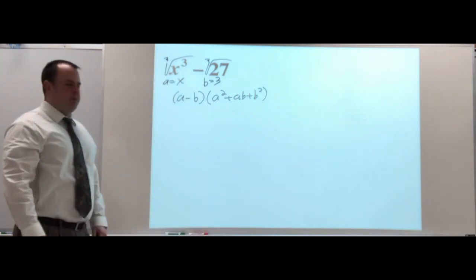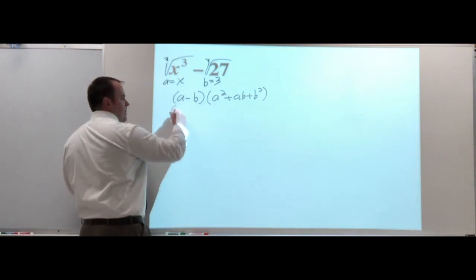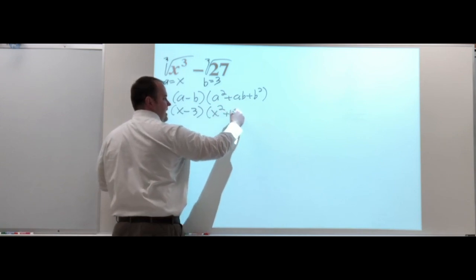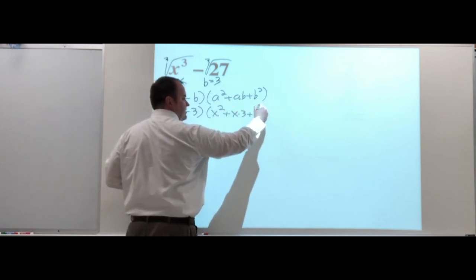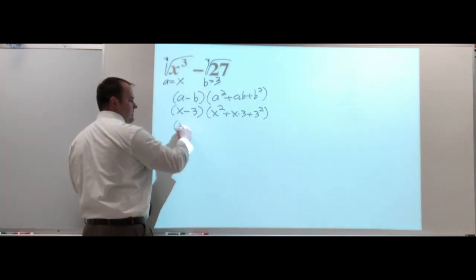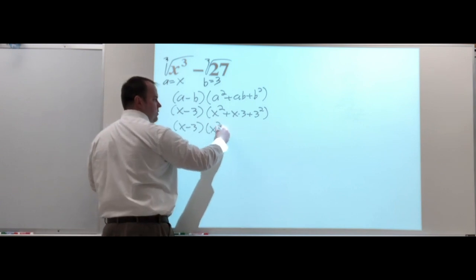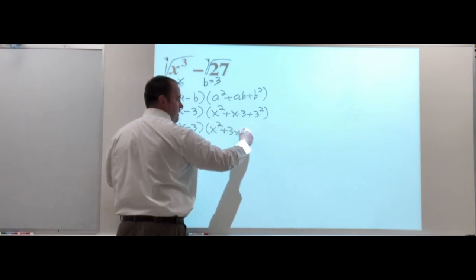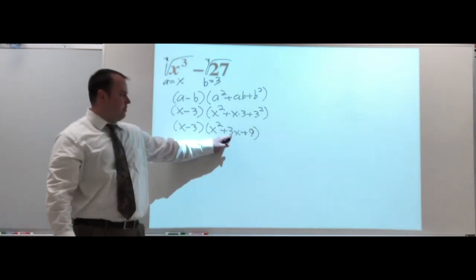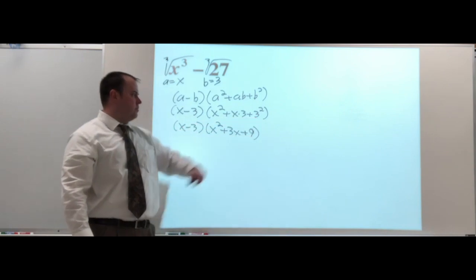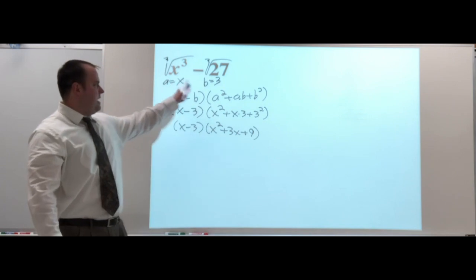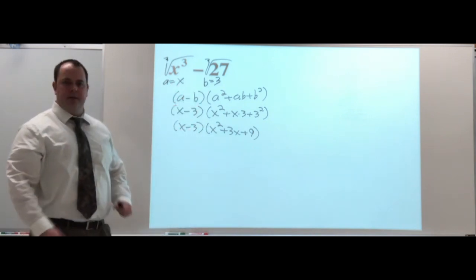So take your time as you're going through this work, plugging in. x minus 3, x squared plus x times 3 plus 3 squared. And now simplify and clean things up a little bit. x minus 3, x squared plus 3x plus 9. Okay, just writing this piece a little nicer, 3x instead of x times 3, and doing 3 squared getting us our 9. So pay attention to your pluses and minuses, a, b, and then plug in and simplify.